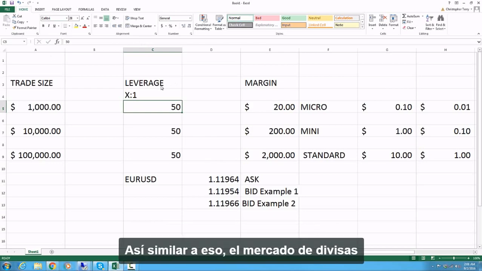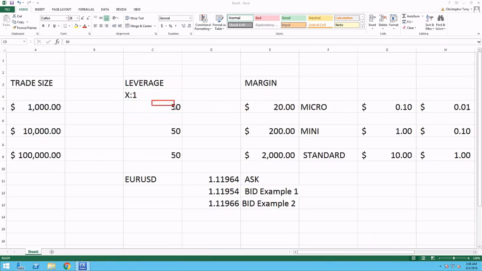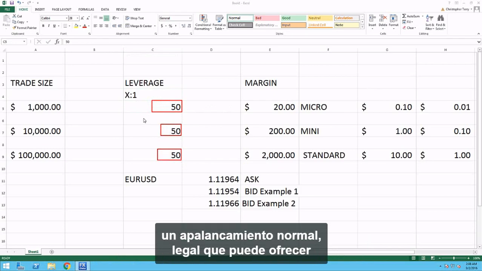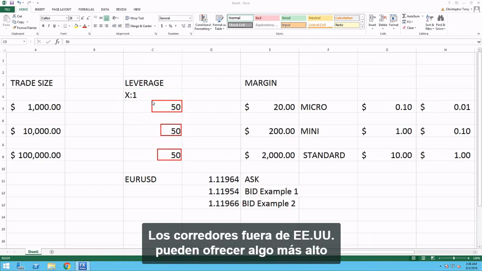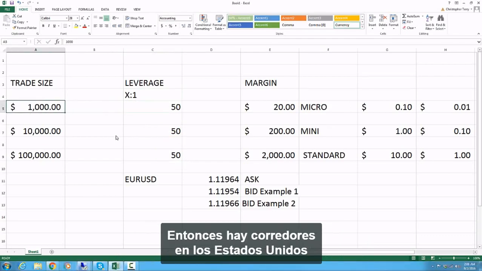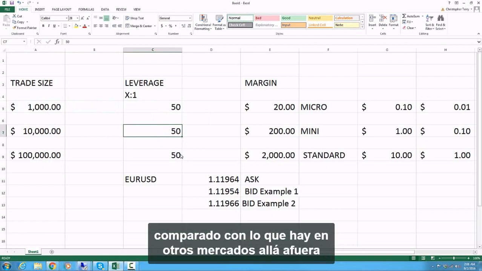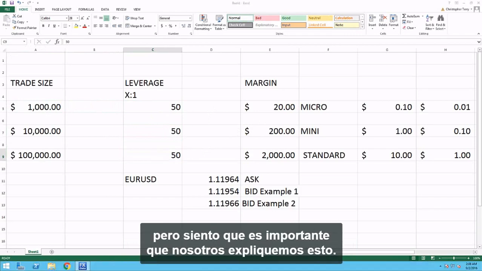So similar to that, the Forex market has a much higher, a much more aggressive leverage. In the United States, 50 to 1 is considered a normal legal leverage that can be offered by a broker in the US. Brokers outside the US can offer much higher. But let's just start with basic leverage here. So there are brokers in the United States that offer 50 to 1, which is very low compared to other brokers that are out there outside the US. But I feel it's important that we do explain this.